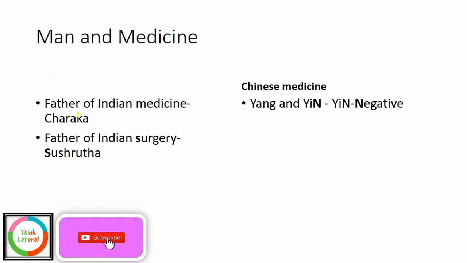In men and medicine, we all know Charaka and Sushruta are notable personalities in Ayurveda. We all get confused between who is father of Indian medicine and father of Indian surgery. For this, S is the mnemonic here. S stands for surgery and S stands for Sushruta. The other one, Charaka, will go for father of Indian medicine. Chinese medicine, Yang and Yin. We all get confused between which is positive and which is negative. Yin is negative, so Yin stands for N, so negative is the clue here.